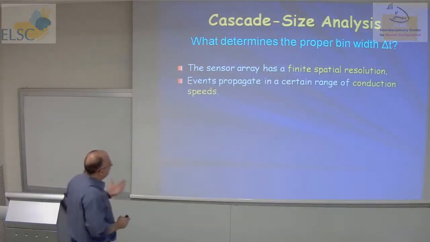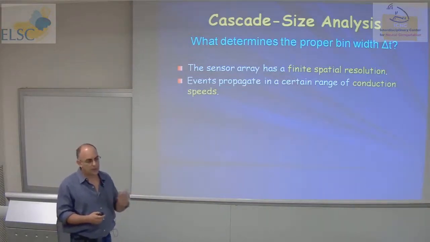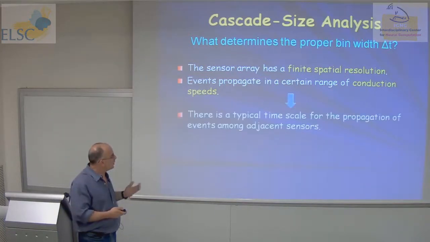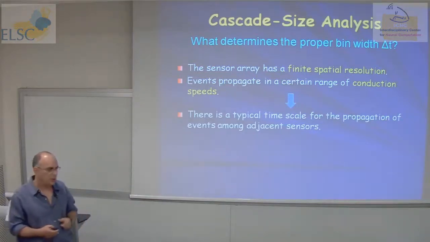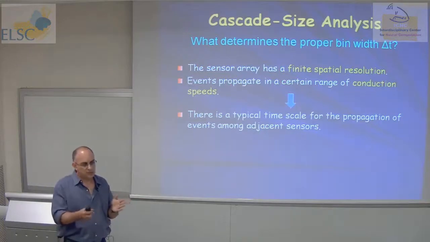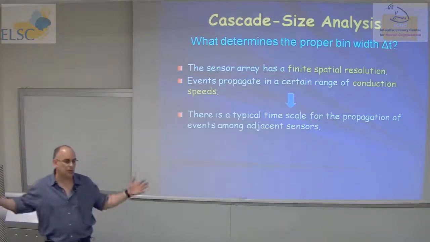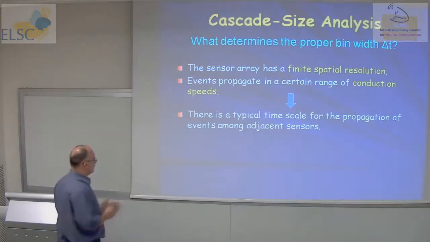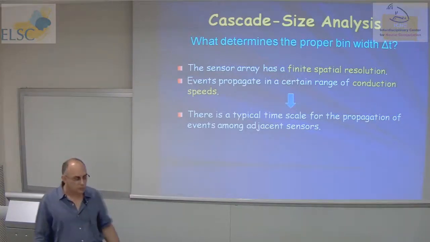And we know that we also have some range of conduction speeds in the nervous system. So it takes time for an event to propagate from one sensor to nearby sensors. And this actually sets the basic resolution that we need. If we take a very small bin width, events that belong to the same cascade will be separated, because we don't see any causal relationship if we take a very small delta t. If we take a very large delta t, we concatenate events that are really independent. So there is some best delta t for doing the segmentation.